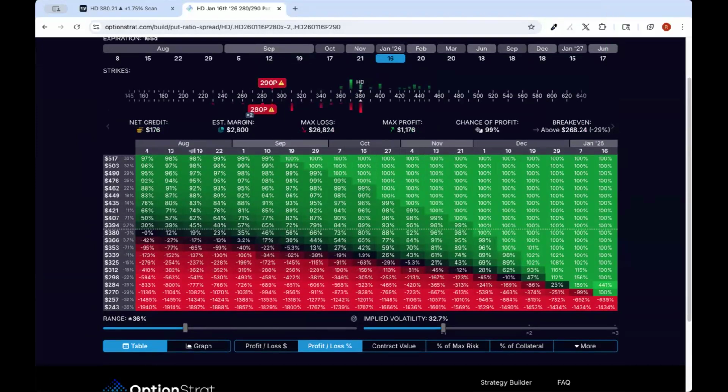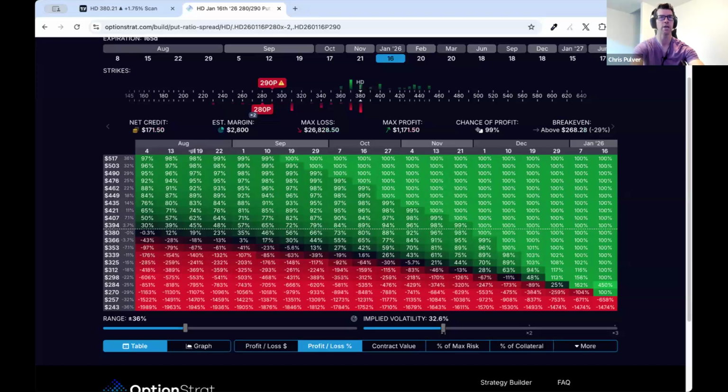Okay, expiration. I'm buying the 290 put with 1 contract. I'm selling the 280 put with 2 contracts. That's what you probably did incorrectly. $1.70 credit. That's the trade I just took.